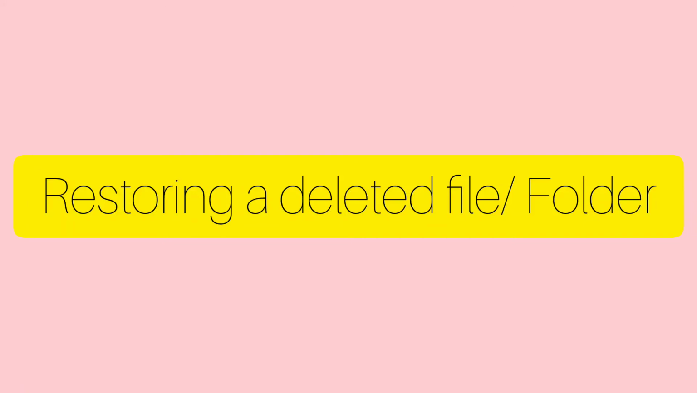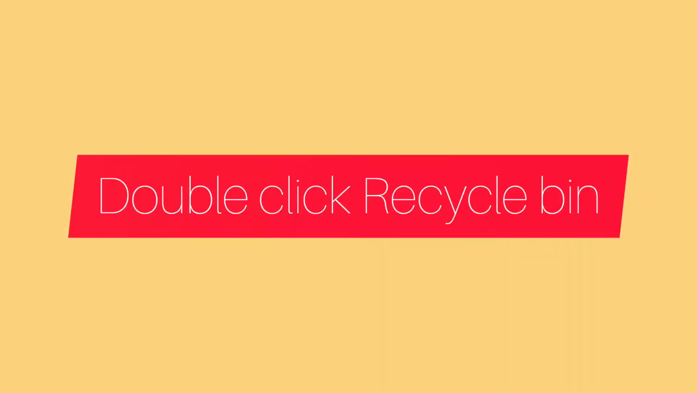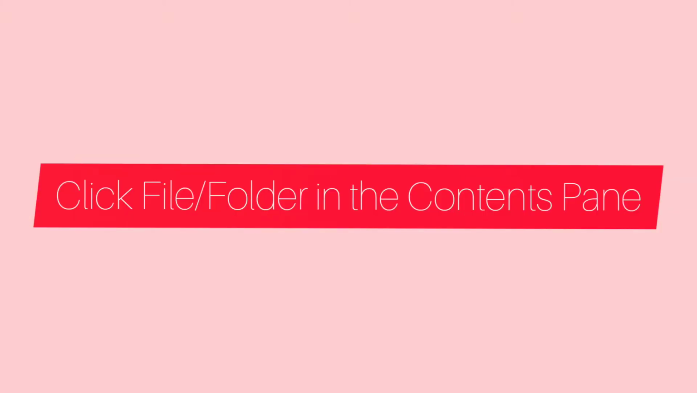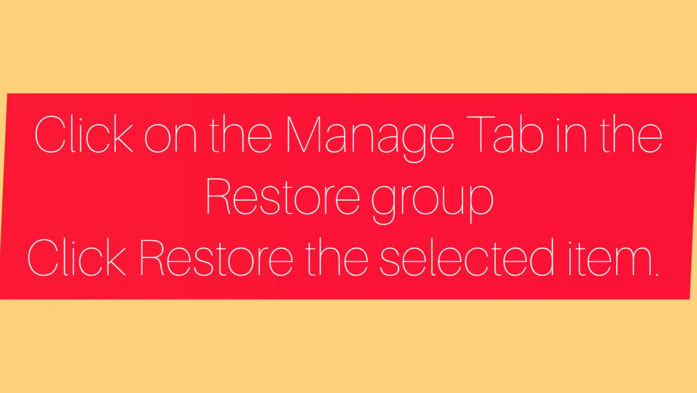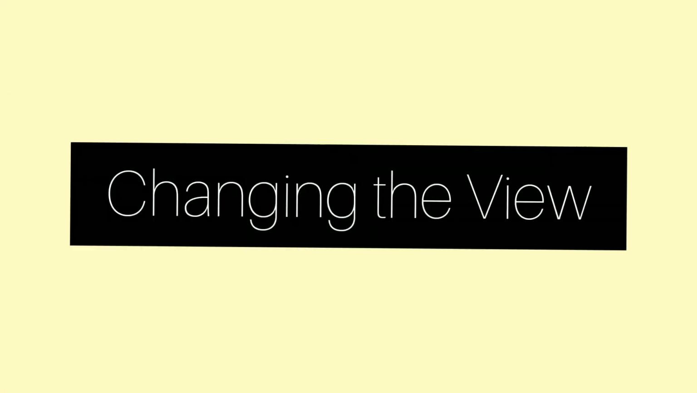To restore a file or folder, double click Recycle Bin to open. Then in the content pane, click the file you want to restore, click on the Manage tab, in the Restore group, and click Restore the selected item. The selected file or folder disappears from the Recycle Bin and is restored in its original location. Okay. Then next one, changing the view in File Explorer.